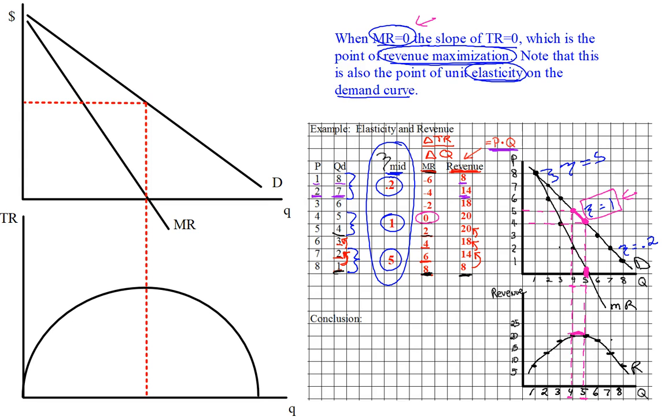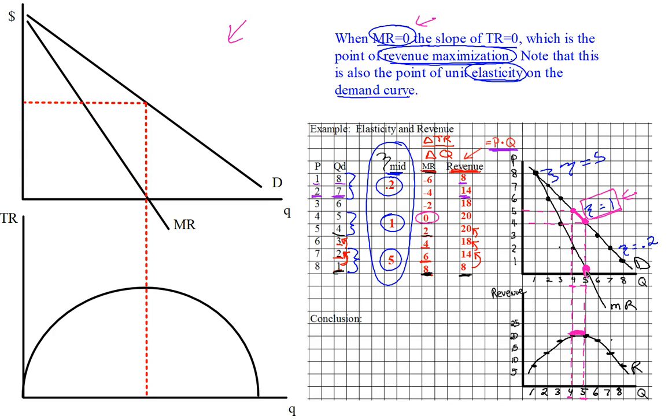And so when we're at that point of unit elastic, that also happens to be the point where marginal revenue is equal to 0. And that makes sense, because when marginal revenue equals 0, that is giving me the point of revenue maximization. Those numbers are getting kind of sloppy in these graphs, so let's come over here to the general concept.